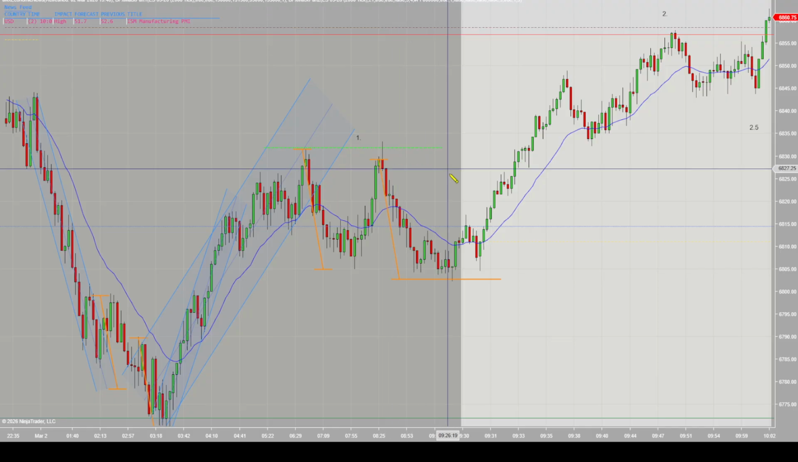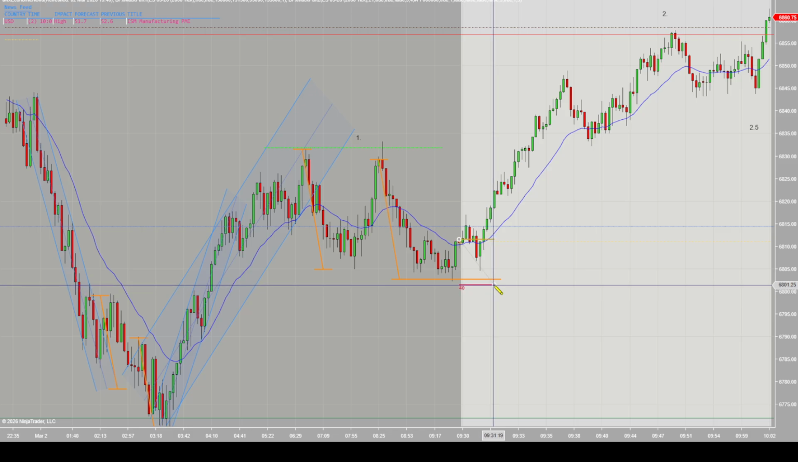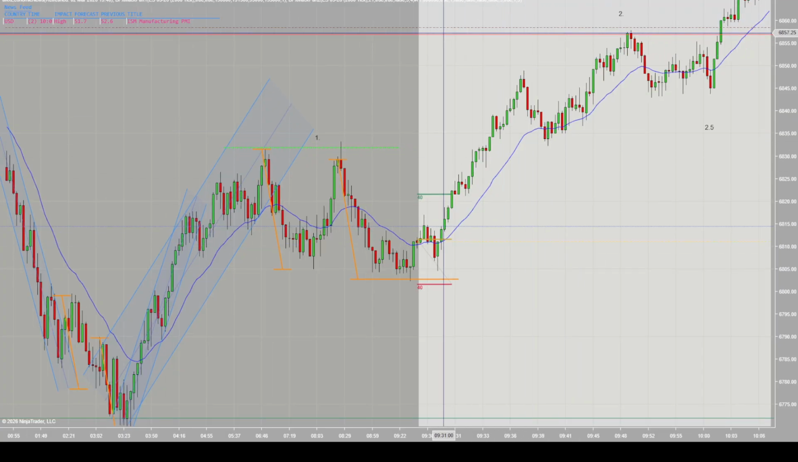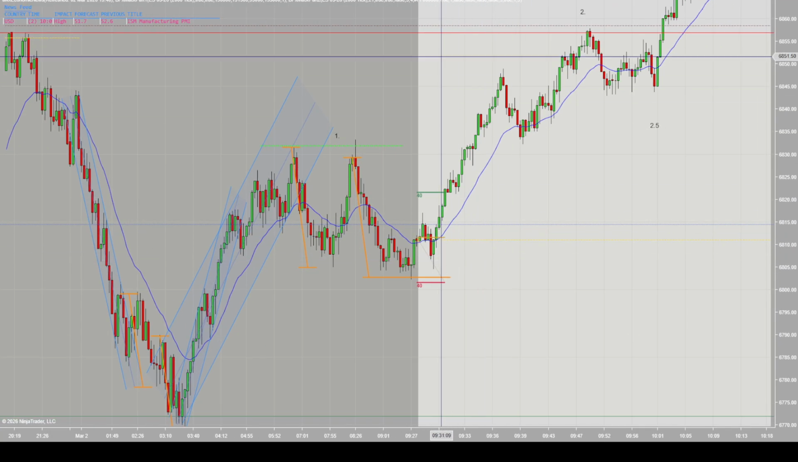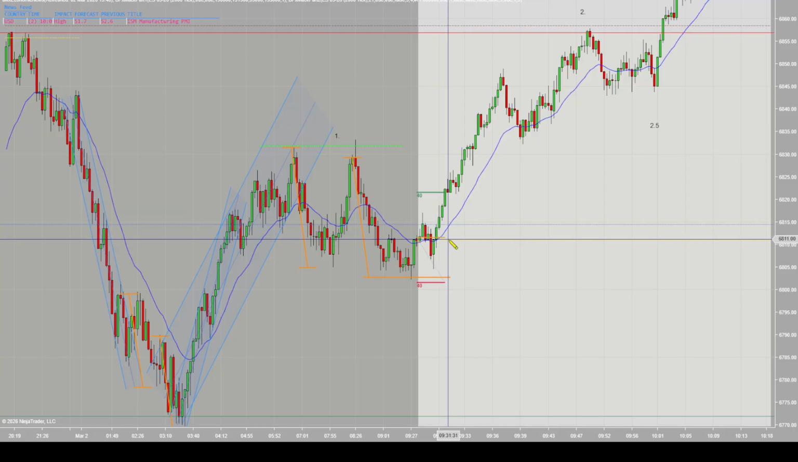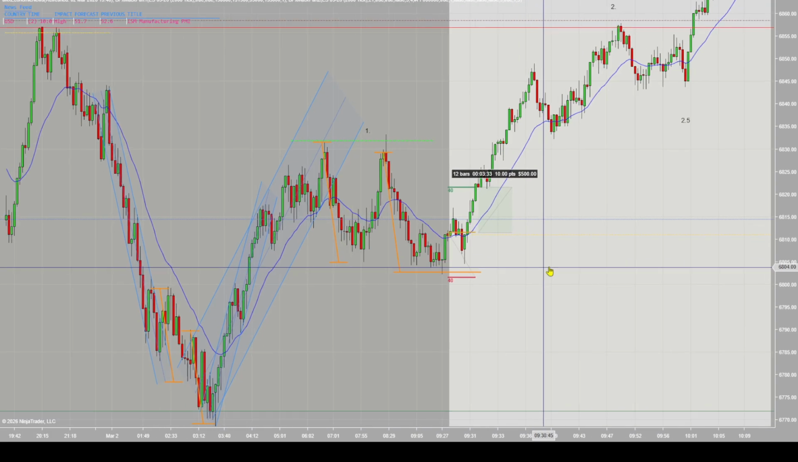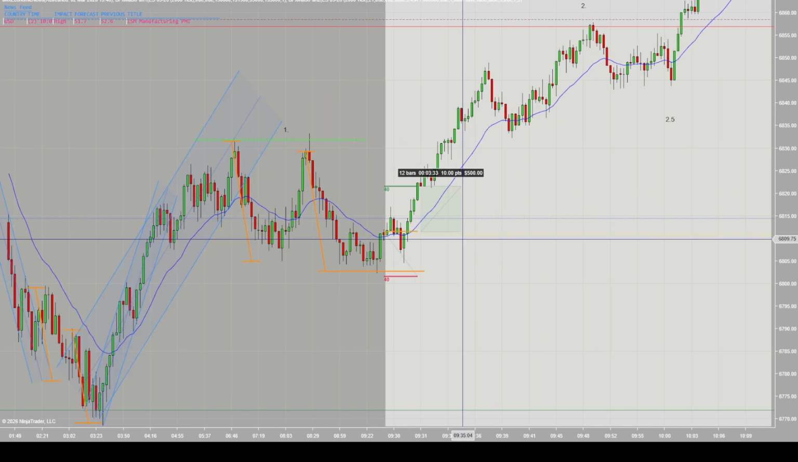And the way I like to trade is 1-to-1 risk to reward. So this is the first setup that I saw today, and that's 40 ticks, which is 10 points.